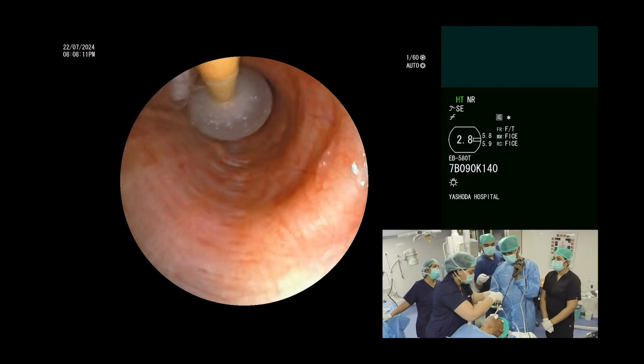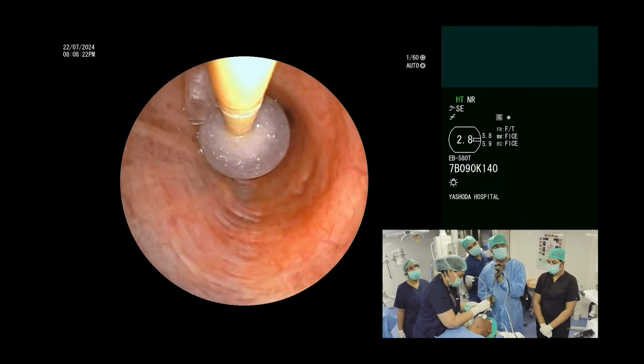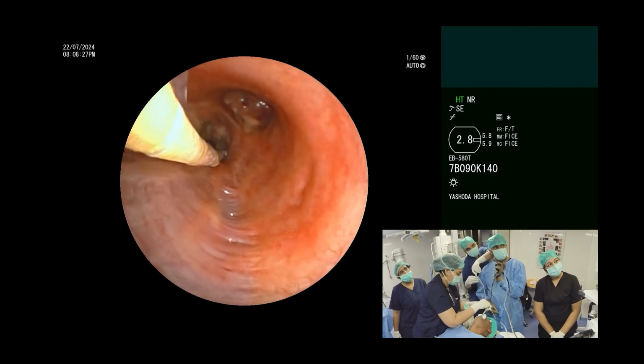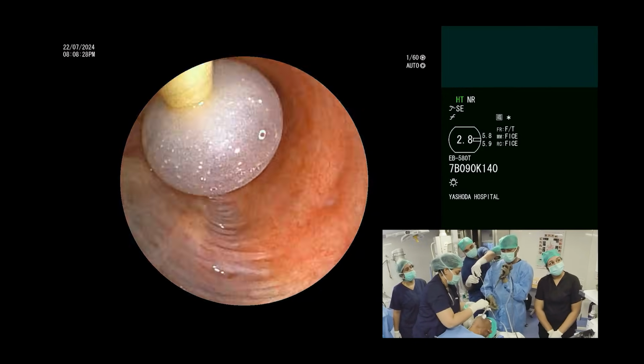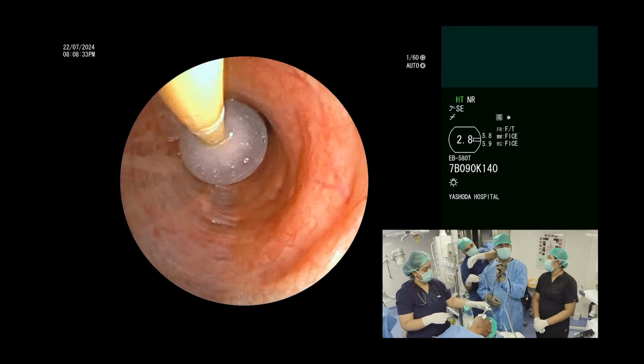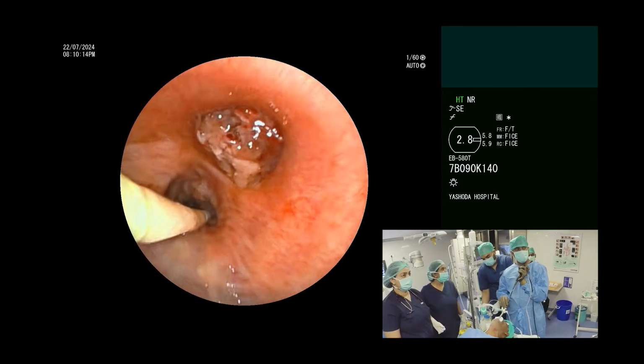Now you can see my assistant is inflating the balloon to check the integrity of the balloon. Right now we have made sure that all the precautions are in place, and now we will go ahead doing a tumor debulking.